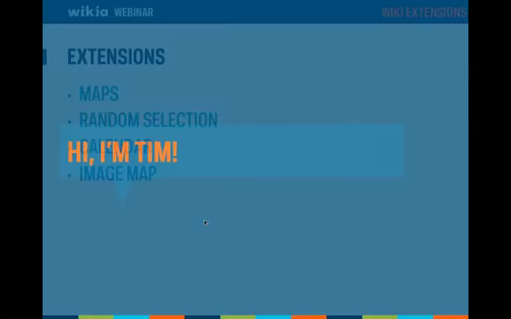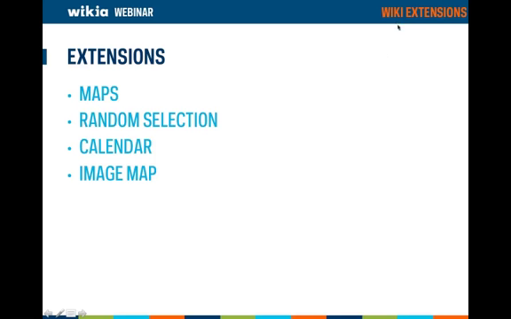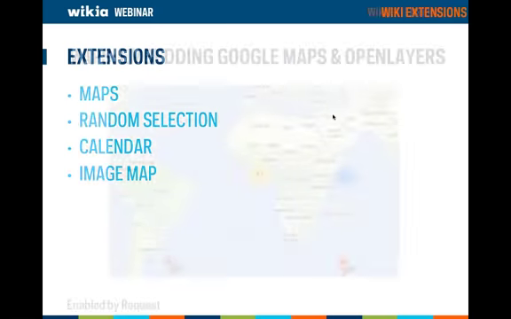We're going to cover 8 extensions in total today. I'm going to walk you through the first 4: Maps, Random Selection, Calendar, and Image Map. One of the extensions we've been working on lately is Maps. Maps allows for the embedding of Google Maps or Open Layers maps into a wiki page.